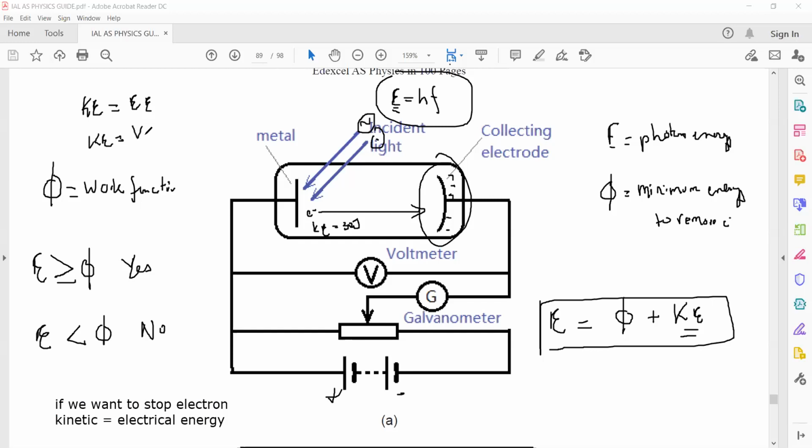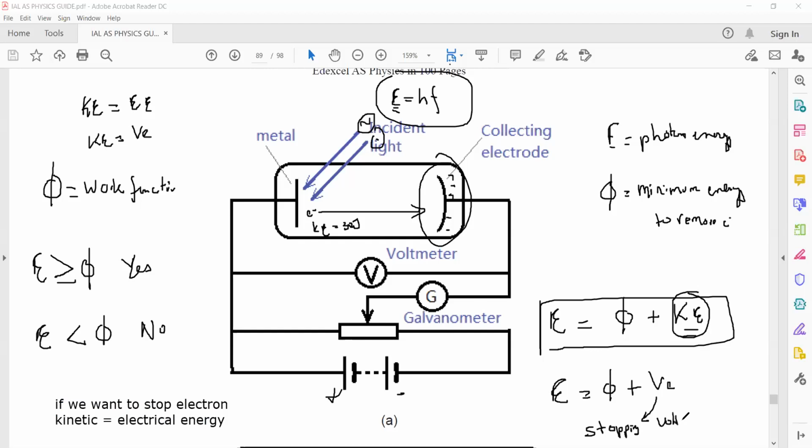So it will be V times e, where V is the voltage and e is the charge of the electron. In place of kinetic energy, we can write voltage into charge. Why voltage into charge? It is more convenient and easy to write as compared to kinetic energy. The voltage which can stop the electron from moving from one plate to another is called the stopping voltage or stopping potential.